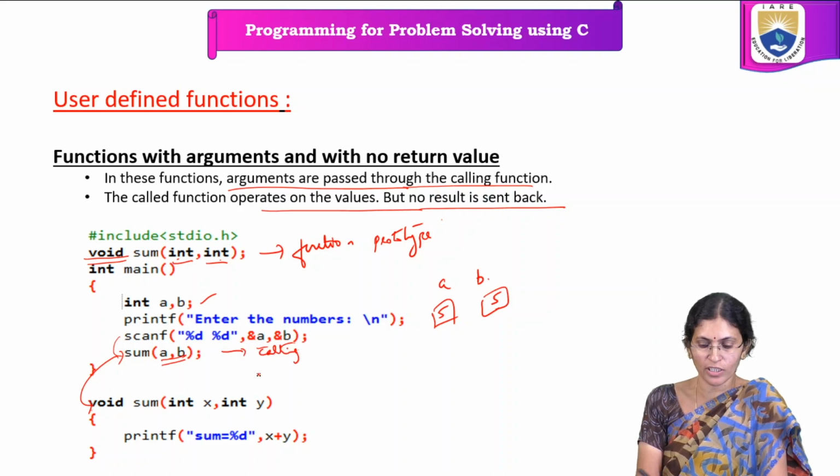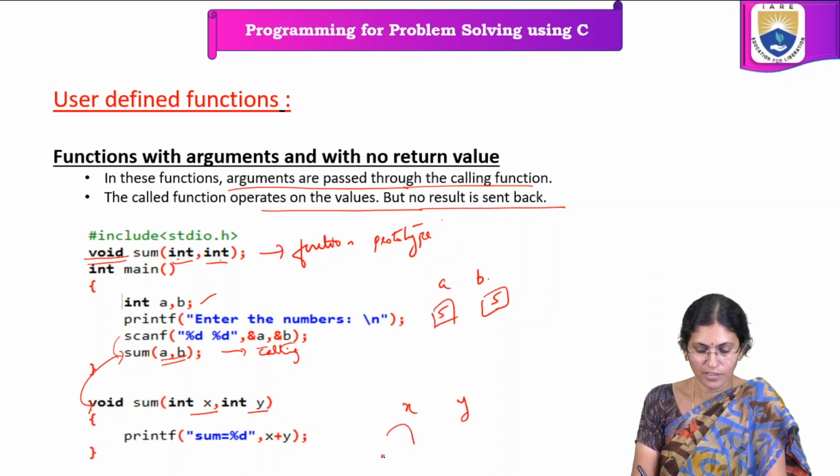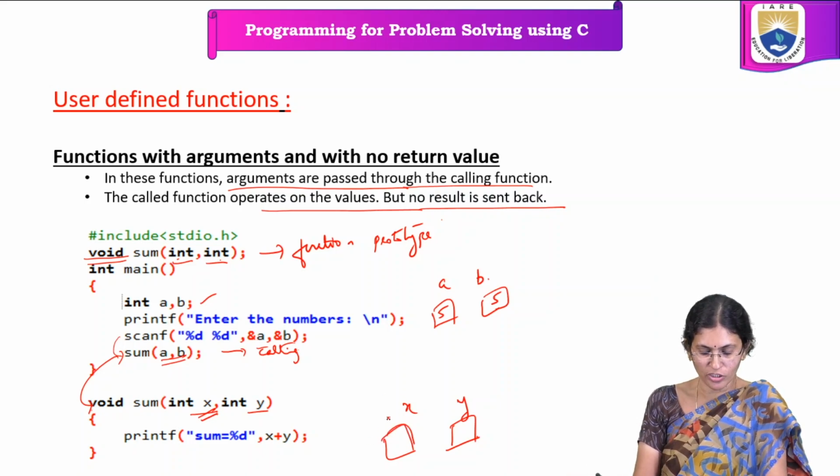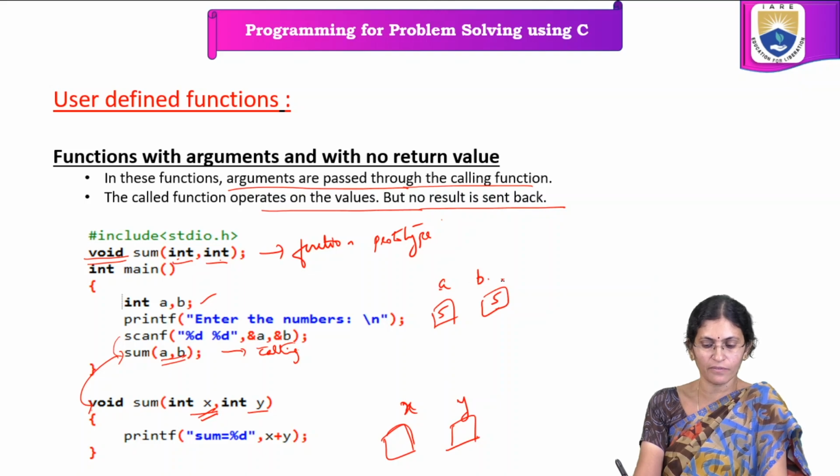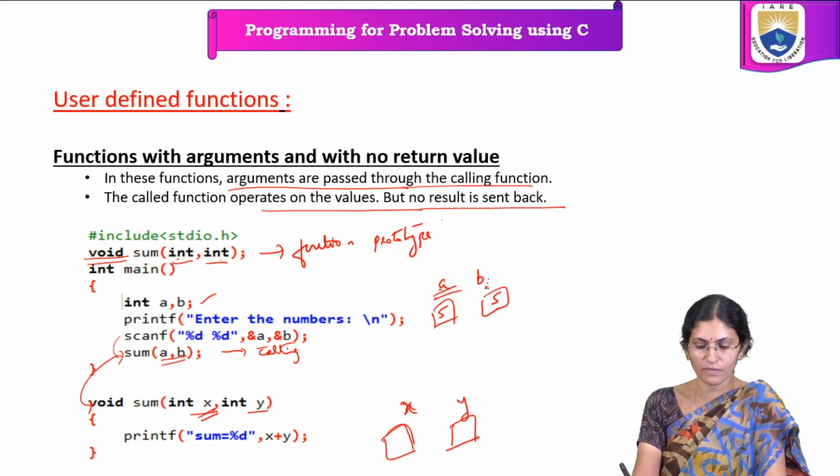So in the calling function, the a and b values are passed to the variables x and y. These x and y are defined in the function definition. So the a and b values are passed to the variables x and y, which are declared in the function definition. A copy of these variable values will be created whenever this function is invoked. So x and y will have 5 and 5. The a value is passed to x and the b value is passed to y.